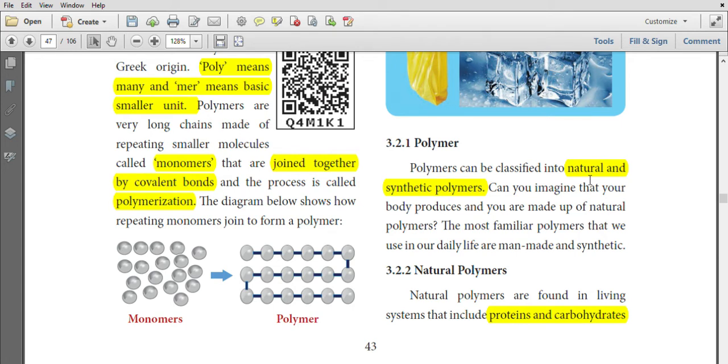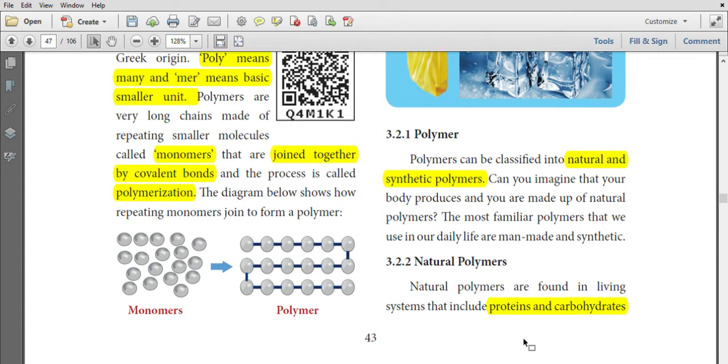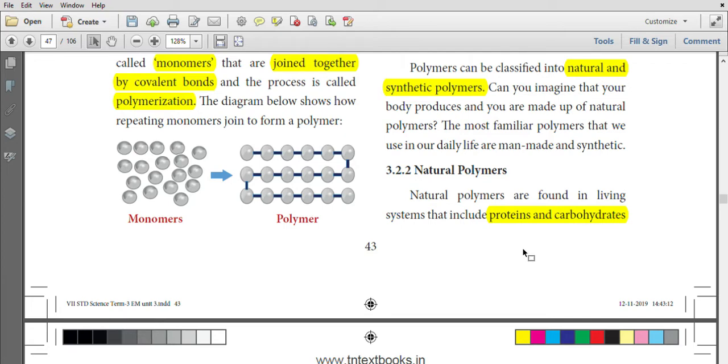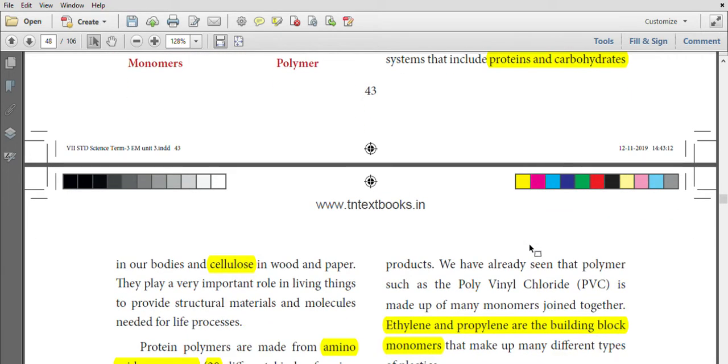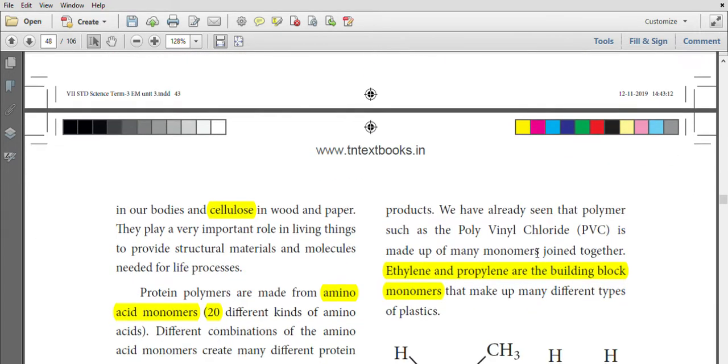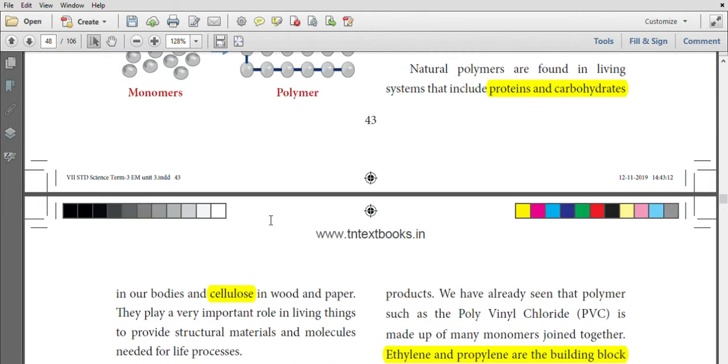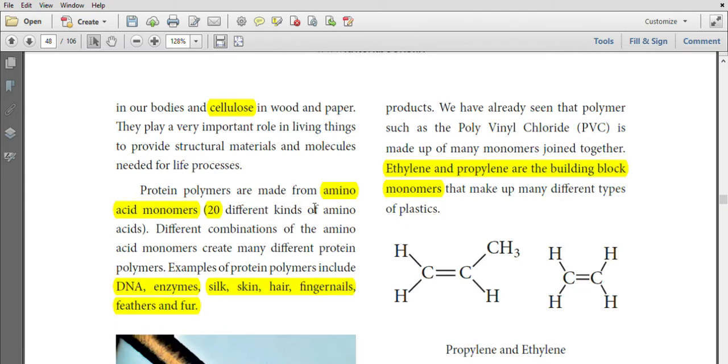Polymers are of two types, natural and synthetic polymers. Natural polymers are protein, carbohydrate and fat. Cellulose is an example of a natural polymer. The monomer of protein is amino acid. 63 amino acids are present, and 23 are essential amino acids in our body.